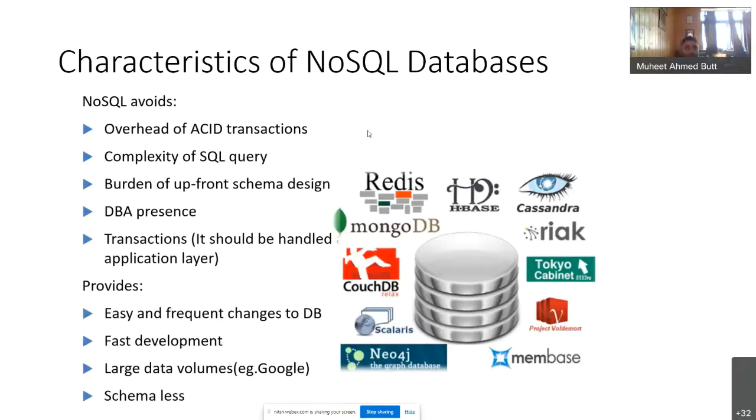NoSQL avoids the overhead of ACID-based transactions, meaning atomicity. Normally the transactions are there, but they are not as important as in SQL databases, because here the consistency of data is not the challenge; availability is more of a challenge.